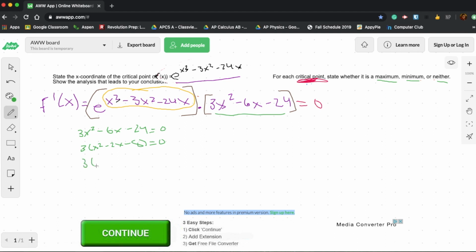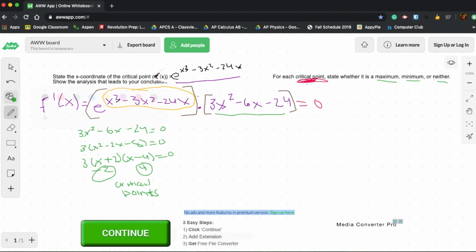Alright, and we set that equal to 0, so we can factor out the 3, so it's going to be x squared minus 2x minus 8 equals 0. That is also equal to 3 times (x plus 2)(x minus 4), okay? And we set that equal to 0, and we can clearly tell that our critical points are negative 2 and 4. These are my critical points. I'm trying to do this quickly, to keep it concise.